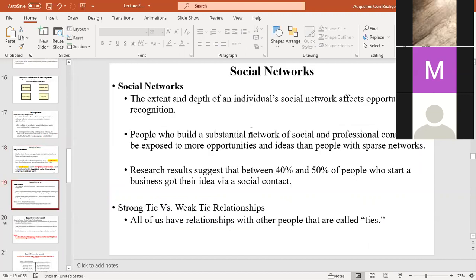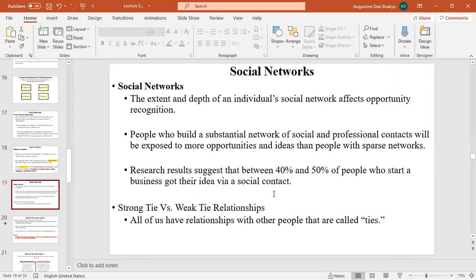Good. So still on the social networks, research indicates that all of us at some point in time have some sort of networks, which could be strong or weak. And it is out of these social networks that sometimes our ideas can be.